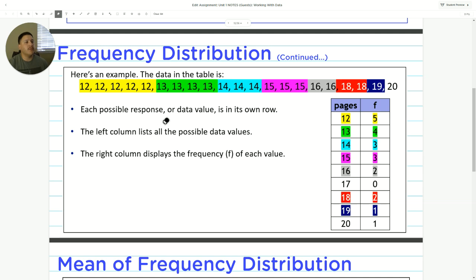Each possible response or data value is in its own row. The left column lists all the possible data values. The right column displays the frequency of each value.